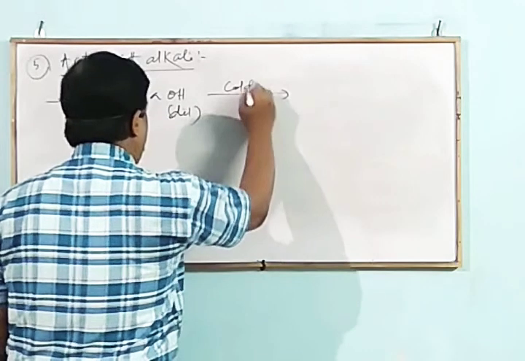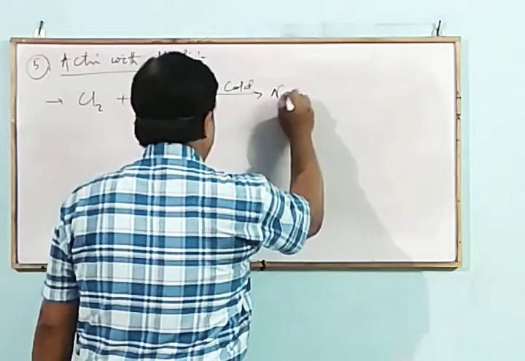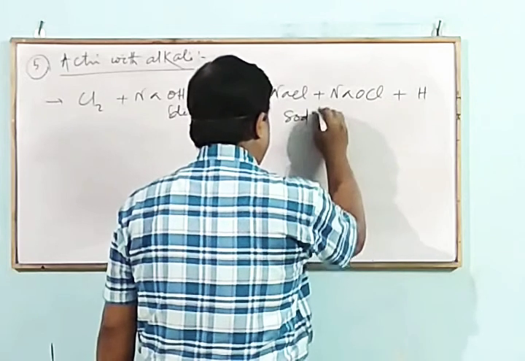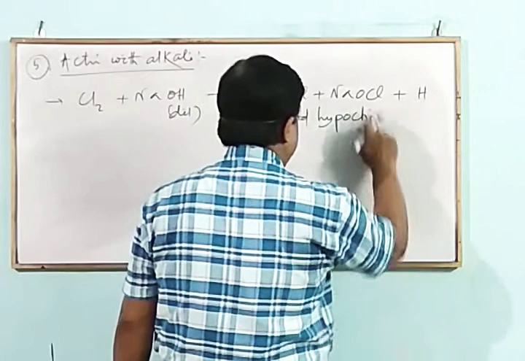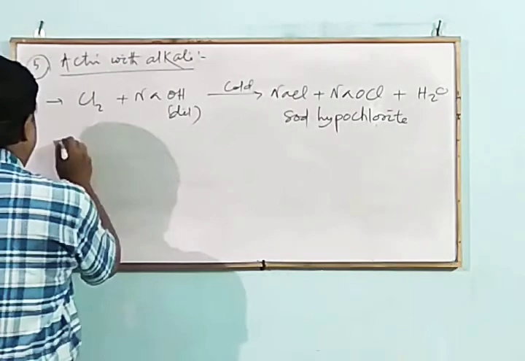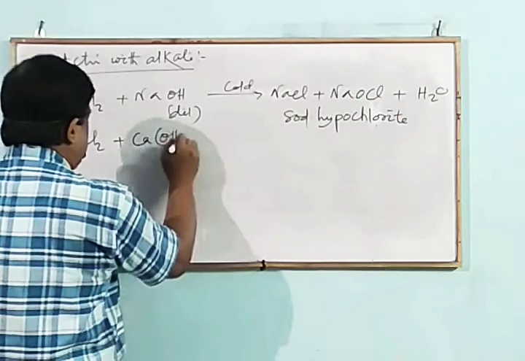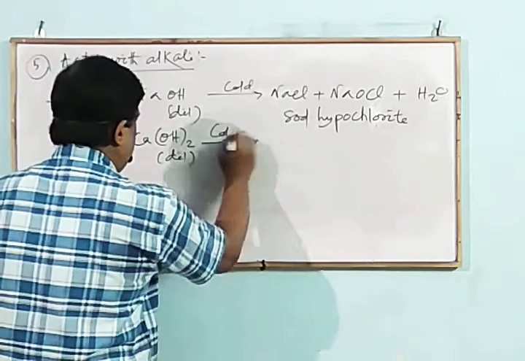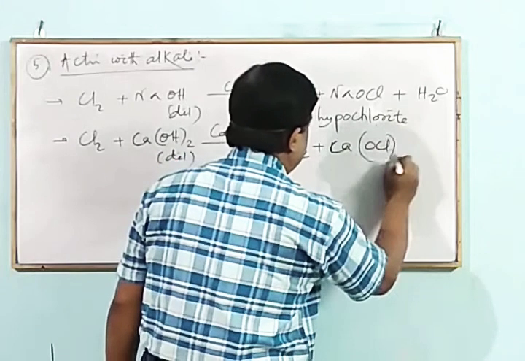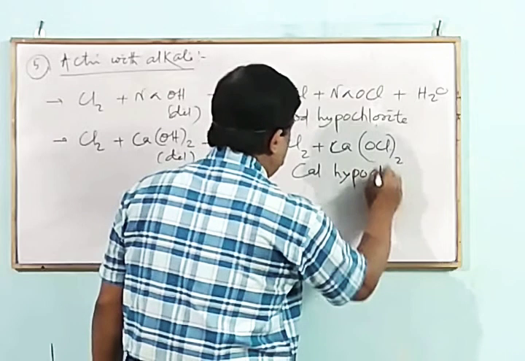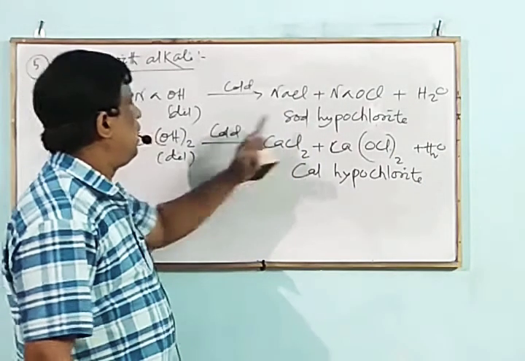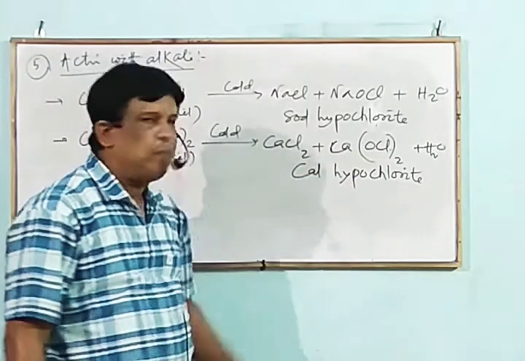Chlorine reacts with dilute alkali in the cold, resulting in the formation of the corresponding metal chloride and metal hypochlorite, that is sodium hypochlorite, plus H2O. Similarly, chlorine reacts with calcium hydroxide, dilute and cold, resulting in the formation of calcium chloride plus calcium hypochlorite plus water. Mark that. In presence of cold dilute alkali, they form the corresponding metal chloride and metal hypochlorite.